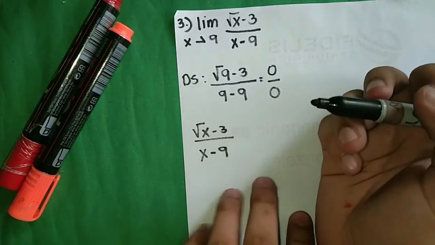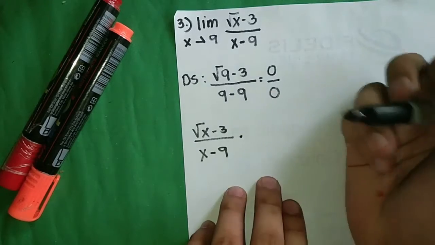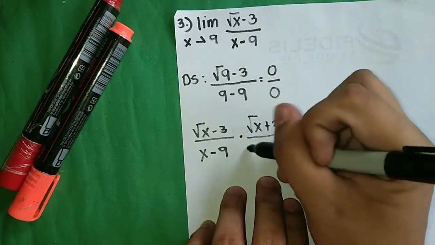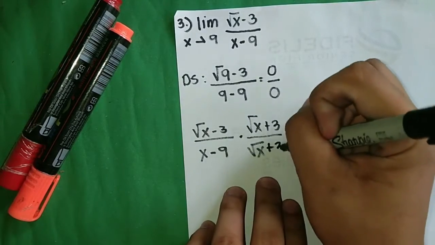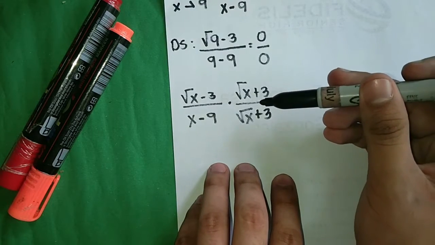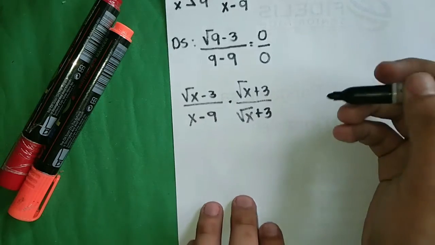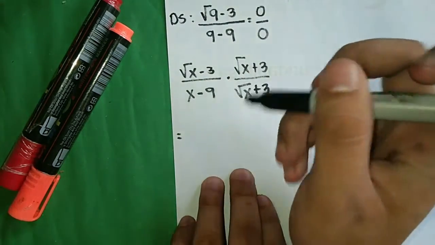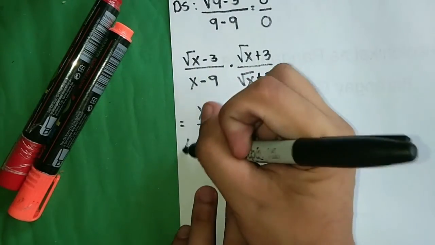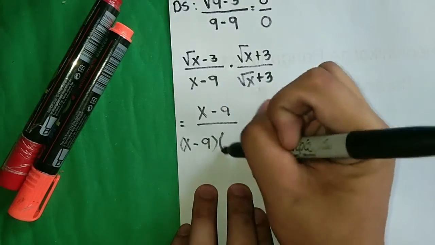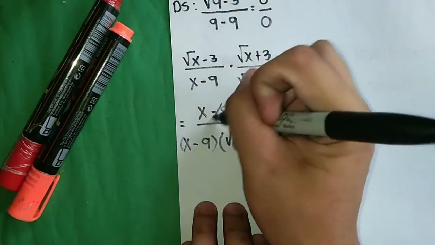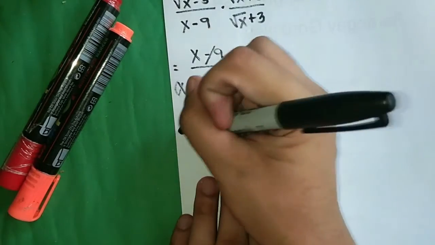So what we're going to do is rationalize it. We rewrite the example, which is the square root of x minus 3 over x minus 9, times the square root of x plus 3 over the square root of x plus 3. The reason why it became like this is because this is how we rationalize. We are multiplying the function by the opposite of its numerator.